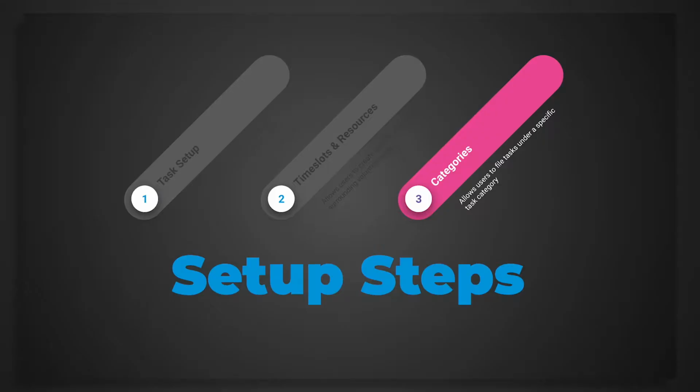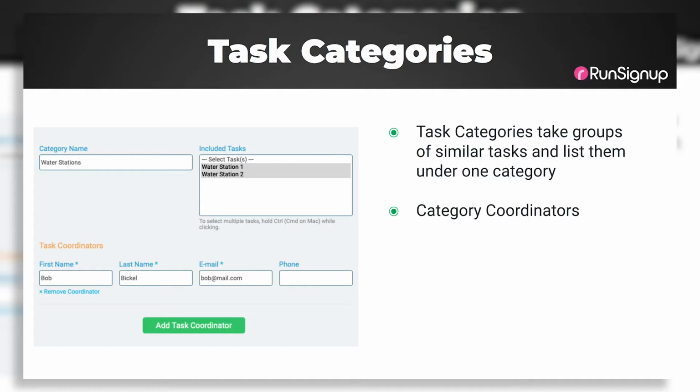And then the third and final step of the setup is the categories. With categories, this is the ability to group multiple tasks within one specific category. For example, water stations, you can group all your water stations within that one category, and then you can assign a task coordinator to that category where they can then manage all of those tasks. This is extremely helpful, again, like for a finish line setup where you have multiple things going on at the finish line and you want one person to oversee that.